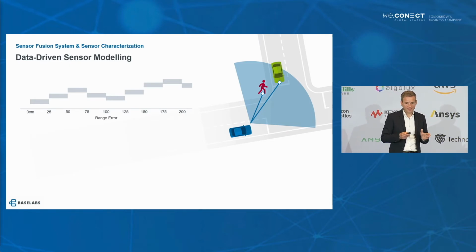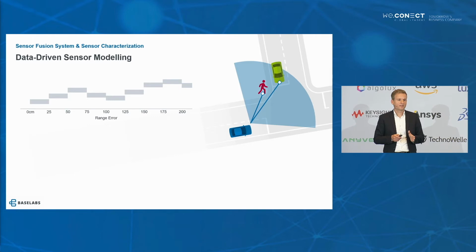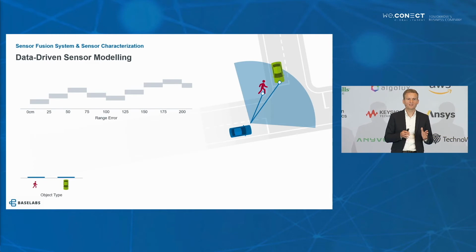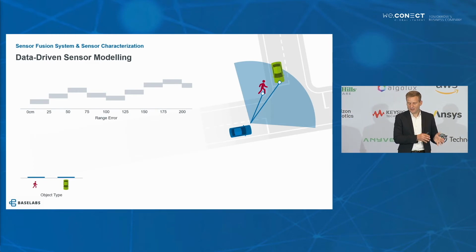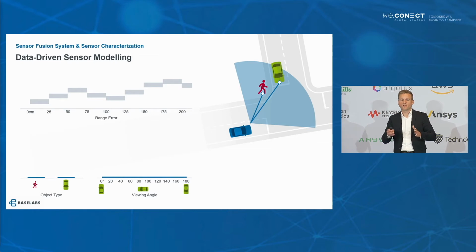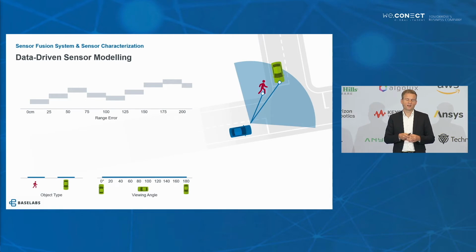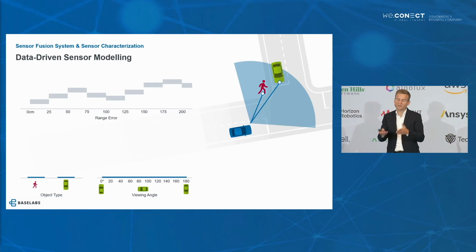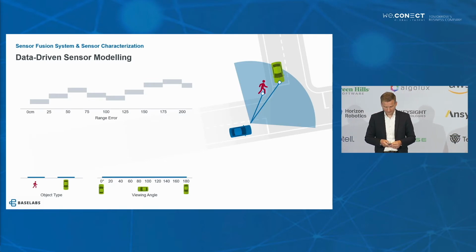And the developer has an assumption about this. He says, well, it might be caused by different object types. So let's test that, and let's take the object types as a condition for the range error. He has another assumption: that this range error might be influenced by the viewing angle, so the angle at which an object is seen by a sensor. 0 degrees means the object is seen from the rear, 180 degrees means it is seen from the front, and 90 degrees completely from the side.